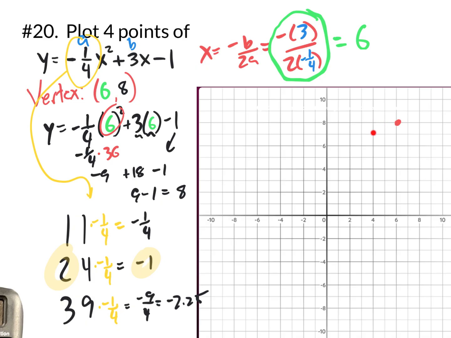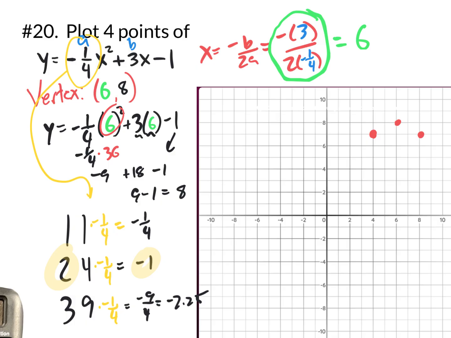So 2 to the side, 1 down, you're going to put a dot right there. Whoops, I'm doing red. And you're also going to map that to the other side, put a dot right there, and that's what your parabola looks like so far. Now, it says plot 4 points. We only have 3 points. We need another point. How could we find another point?